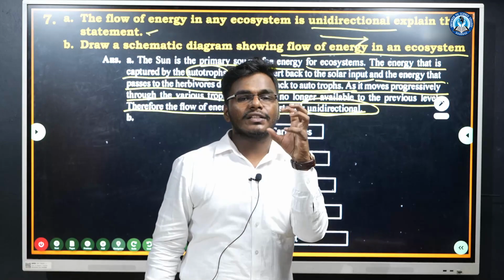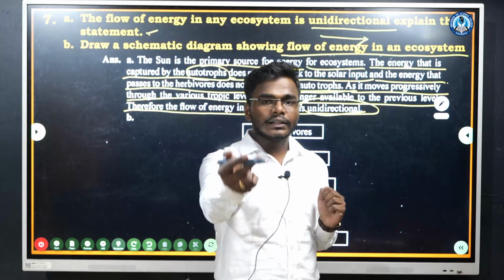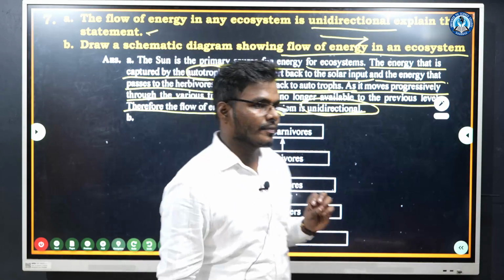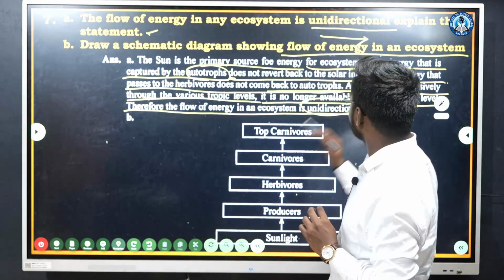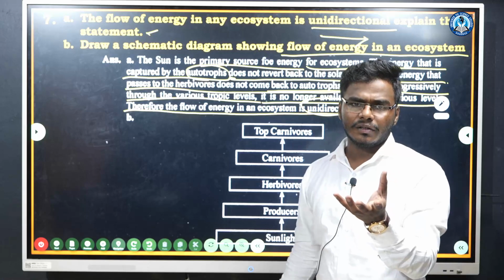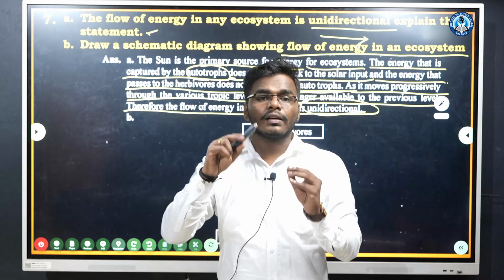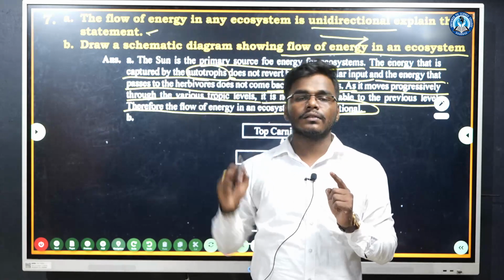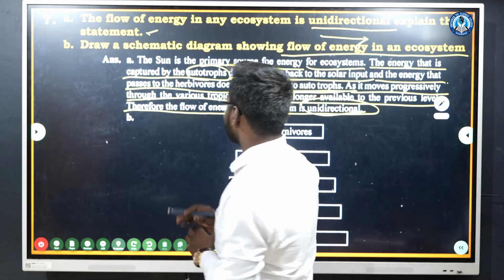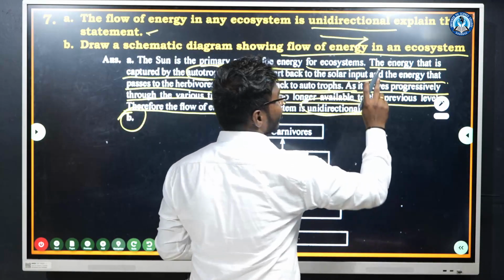The sun gives energy to the autotrophs for the preparation of food. In turn, the autotrophs are fed upon by the herbivores. The herbivores further are eaten by the animals. But the animals are not giving any energy back. Have you seen the plants giving energy to the sun? No, it is unidirectional.